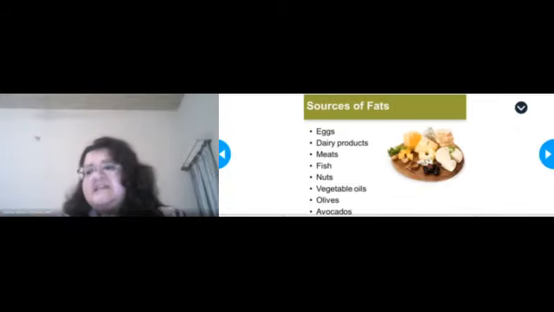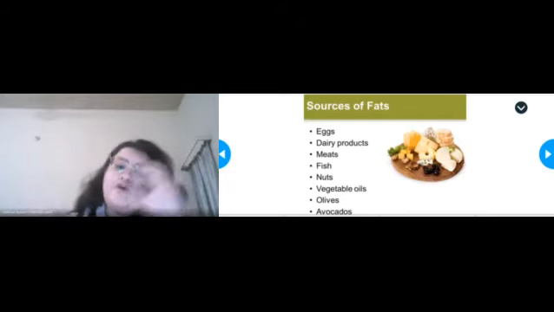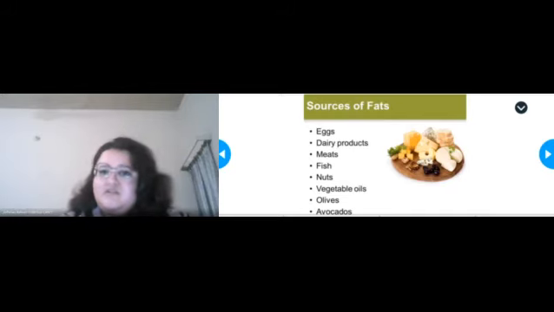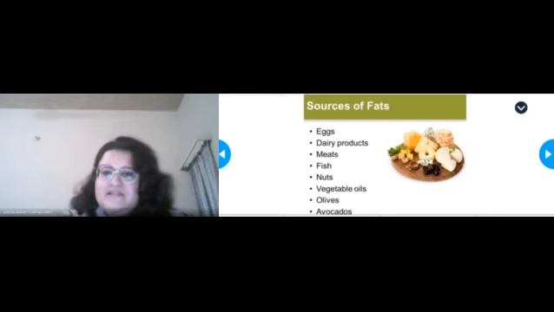And again, a fun fact which I'd like to share with you is that our brain is made up of 90% fats. So in order to maintain our mental activity, our body needs fats, but in a moderated amount. This slide shows us different sources of fats. For example, eggs, dairy products, meats, fish, nuts, vegetable oils, olives, avocados. Okay, let's move to the next slide.